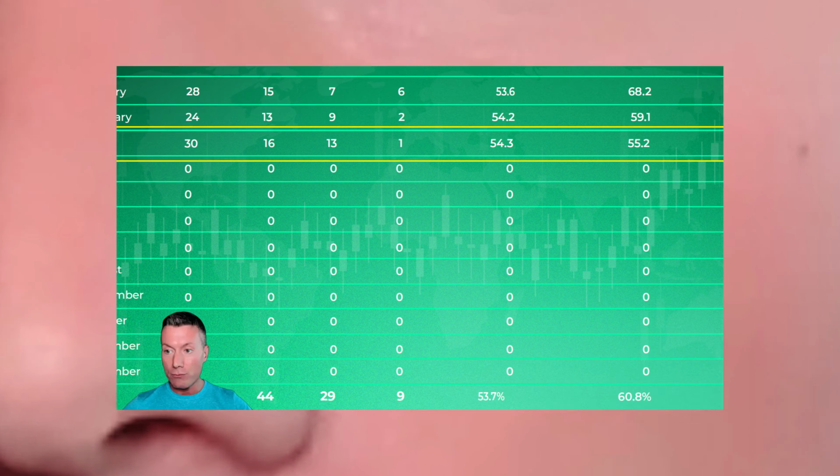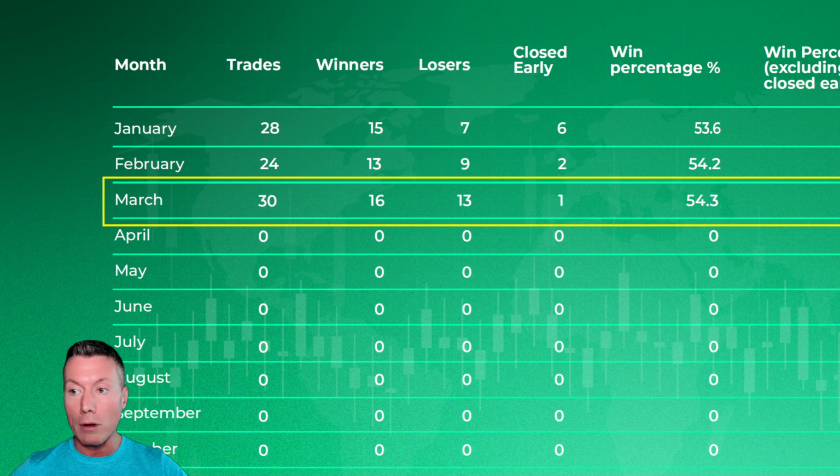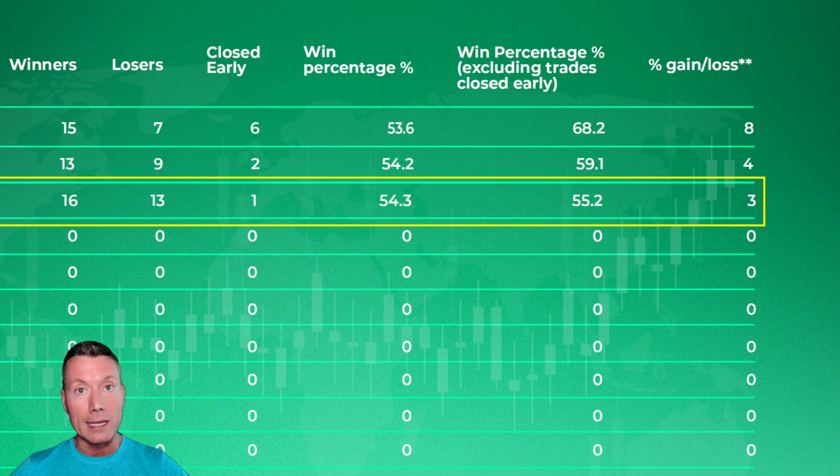So let's start by looking at my statistics. As you can see, guys, from the table, we had 30 trades, we had 16 winning trades, 13 losing trades, and one that I closed early at break even. That equated to a win percentage of 55.2%, and that equated to a profit of 3%.